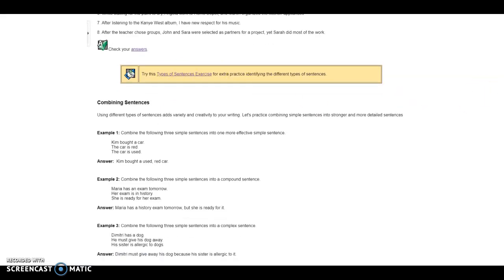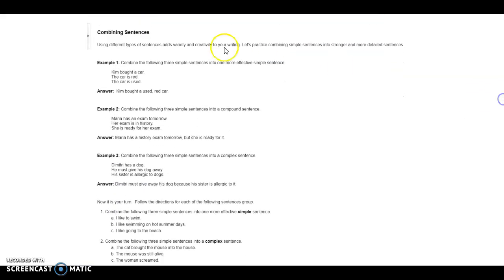Okay. What else do we have? We have combining sentences. So this is a little exercise, with some examples and then an exercise on how you can start building simple sentences into complex and compound complex sentences. So we've got an example here. Combine the following 3 simple sentences into one effective simple sentence.